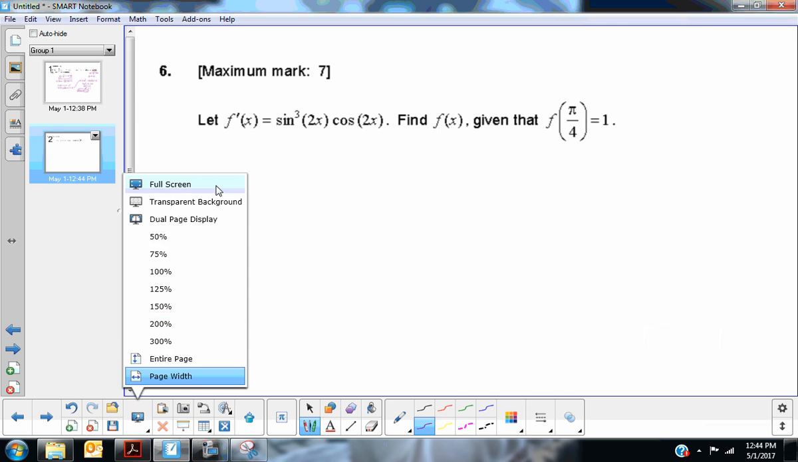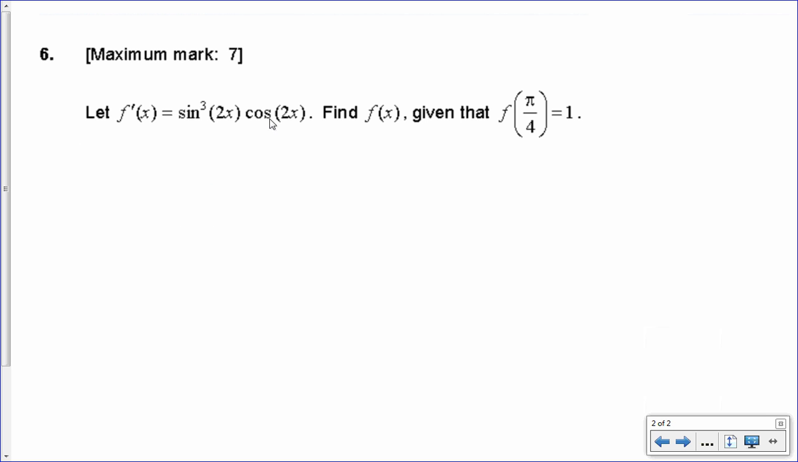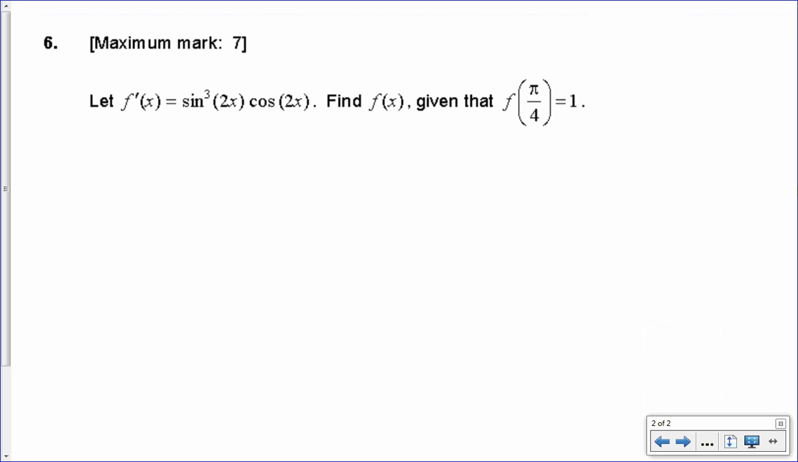Okay, in this video I'm going over number 6 from the non-calculator, paper 1 that we took. We have the derivative of f given to us, and we're asked to find f of x. So at the beginning you need to realize that integrals are what get you from a derivative to an original function. I'm not trying to get the derivative, I'm given the derivative. If I'm trying to go back to the original function, I have to integrate.